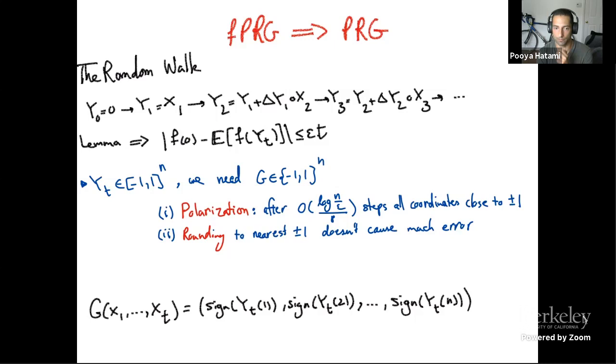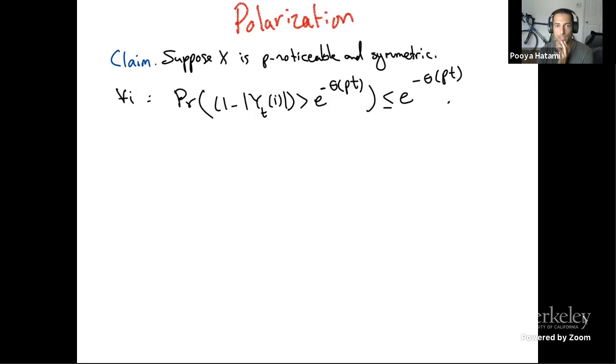Okay, so how does polarization work? We will show that if x is non-trivial, it's p-noticeable, and we will have to make one extra assumption about x, that it's symmetric. But this will not be very problematic, because if you have an x that's not symmetric, you can just average between x and minus x and make it symmetric, and it will still fool almost all of the families that we care about.